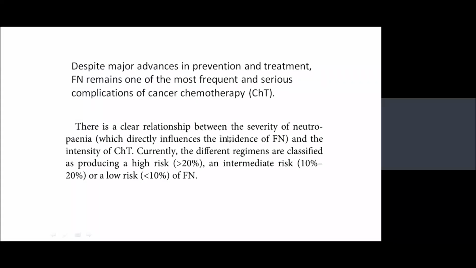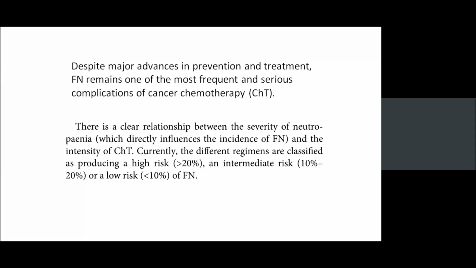when you look at it, there's a clear relationship between the severity of neutropenia and the intensity of chemotherapy, right? We know that. There are some chemotherapy protocols which are more neutropenic than others. So generally, you can classify these as high risk, intermediate risk, or low risk of developing febrile neutropenia, right? So again, if a patient presents to you in the ETU, you need to find out what sort of chemotherapy this patient has had, right? And you need to have a rough idea of that.